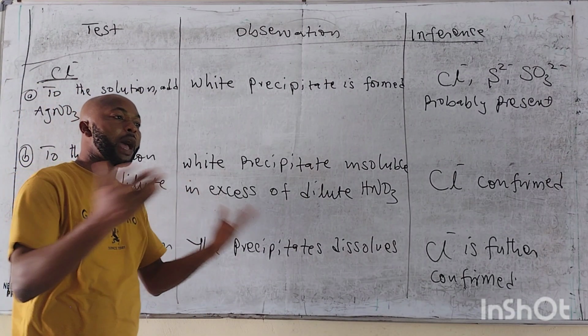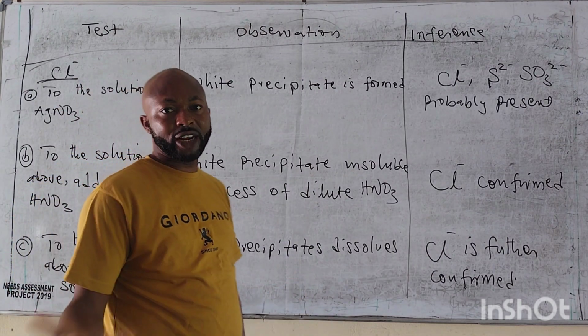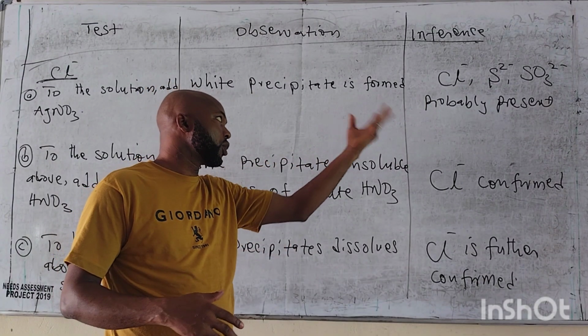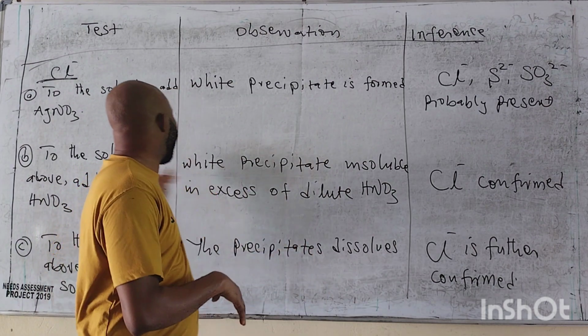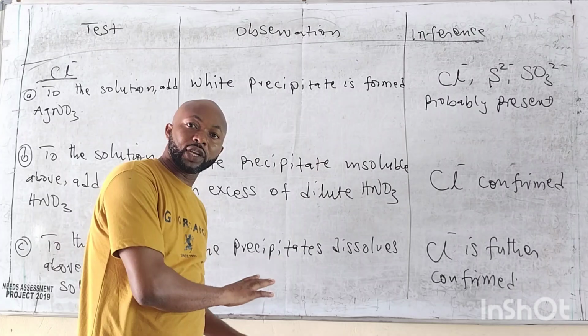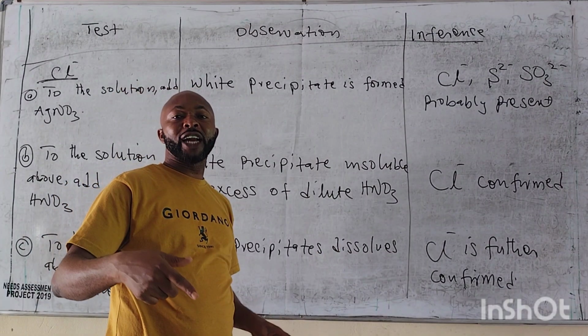So that is the confirmatory test for chlorine. What happened to the first one? Sample A plus silver nitrate, you have a white precipitate formed. These are the inferences: chlorine, anion, S2 minus, SO3. That is not all. We add HNO3. The white precipitate is insoluble in excess of HNO3.